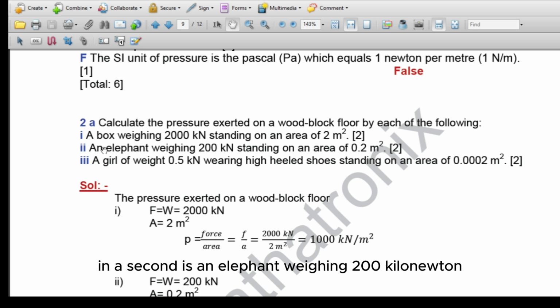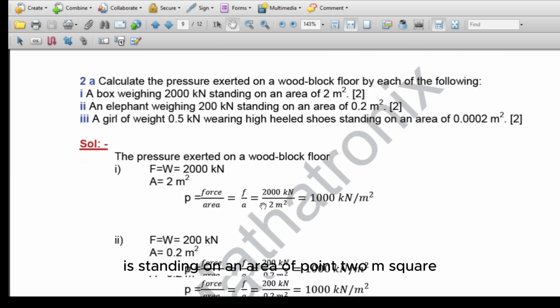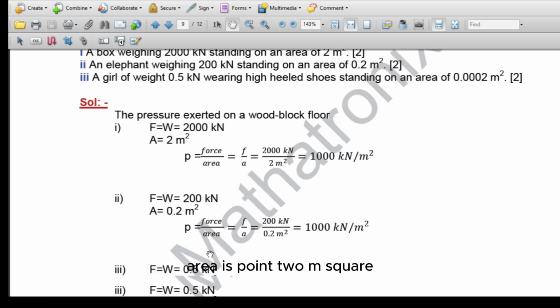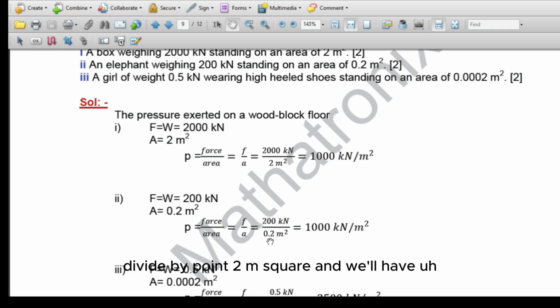In the second case, an elephant weighing 200 kilonewton is standing on an area of 0.2 meters square. So the weight is 200 kilonewton, and the area is 0.2 meters square. Force upon area is equal to 200 kilonewton divided by 0.2 meters square, and we will have 1000 kilonewton per meter square. So this is again the same pressure.